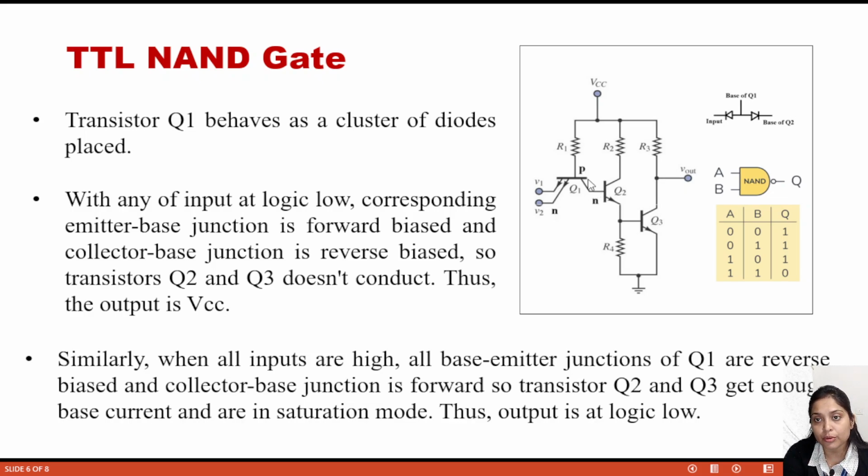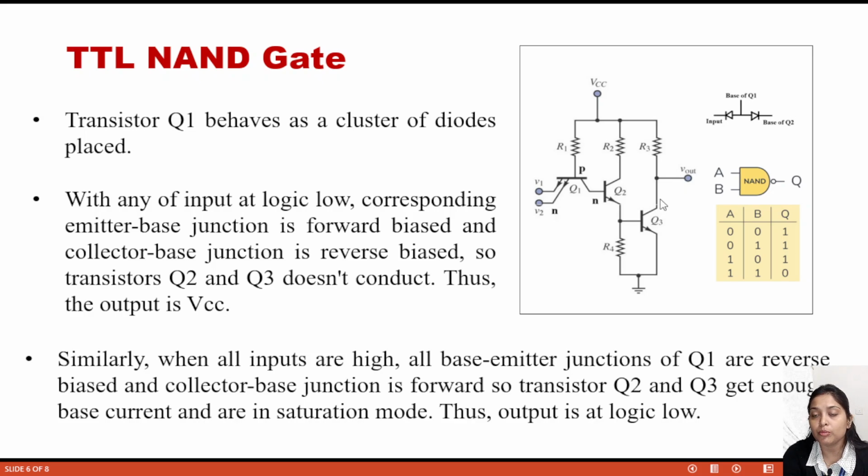So no current flows through this path, so Q2 goes off. As Q2 goes off, then Q3 also goes off, because the emitter of Q2 is actually the base of Q3. So as Q2 is off, Q3 is also off. But in this condition, the output is high.